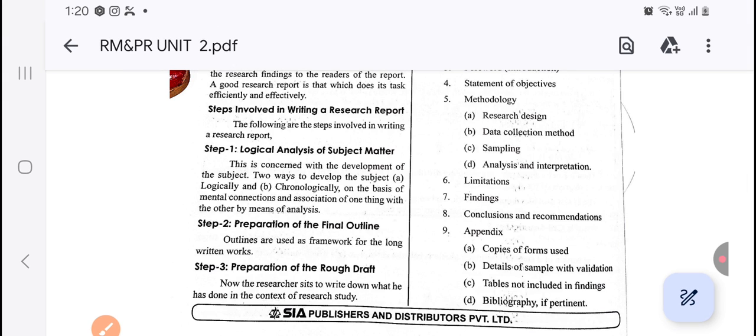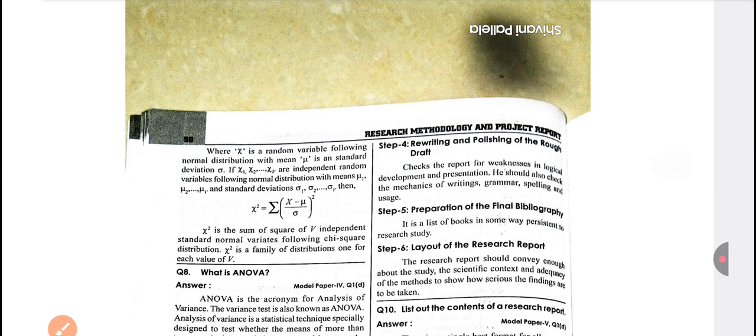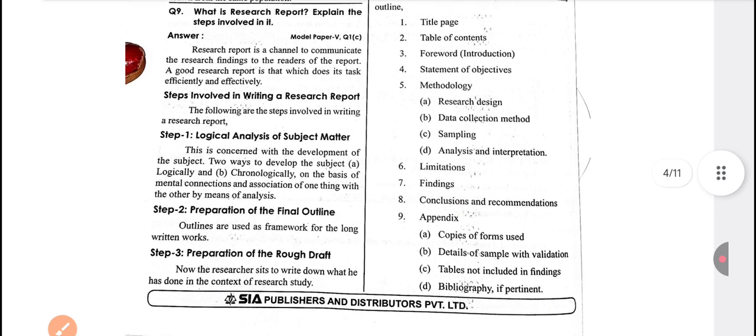What is your opinion? Afterward you need to make a rough layout, rough draft, or rough work about the particular research. So these are the various steps you need to follow, for 5 marks I am saying. Okay, so this is from unit number 2.